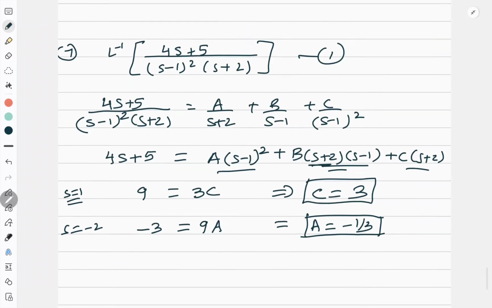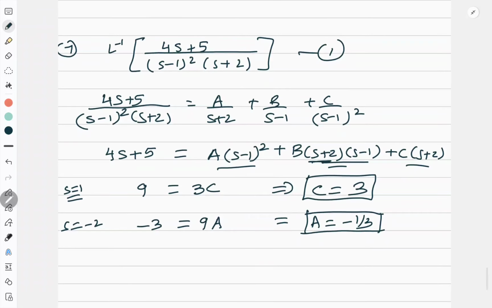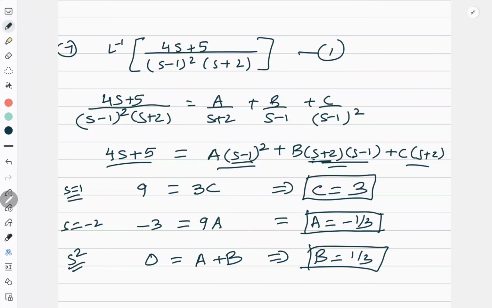Okay. Now next. Now I don't have any number to put. So you have the choice. Either you put s is equal to 0 or you compare the highest degree term. Now here highest degree term is s square. What is the coefficient of s square this side? Nothing. So 0. Now here if you open this bracket, one s square will come and its coefficient will be a. Here also when you open the bracket, s into s will give s square with coefficient b. So if a is minus 1 by 3, b is equal to 1 by 3. Correct?